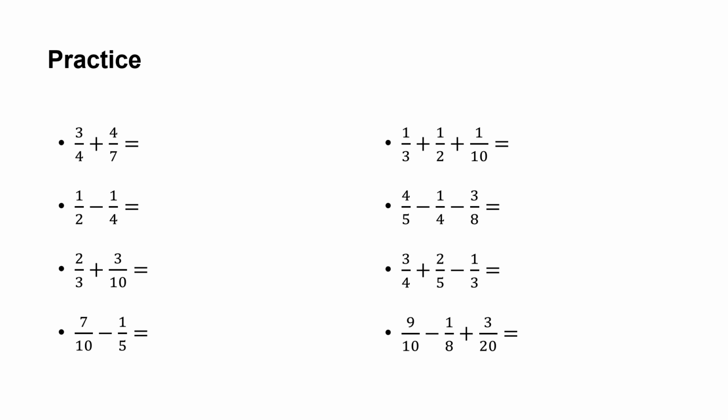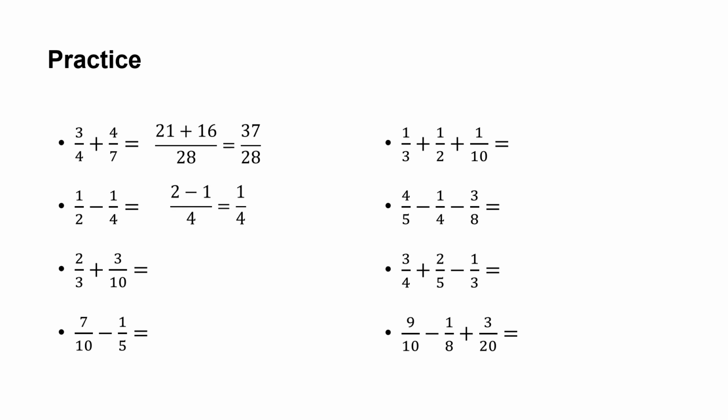And then the 4/7, well, to get from 7 to 28, we have to multiply by 4. So we have to multiply the top by 4 as well, so we get 16 over 28. So we're going to have 21 plus 16 over 28 is 37 over 28.